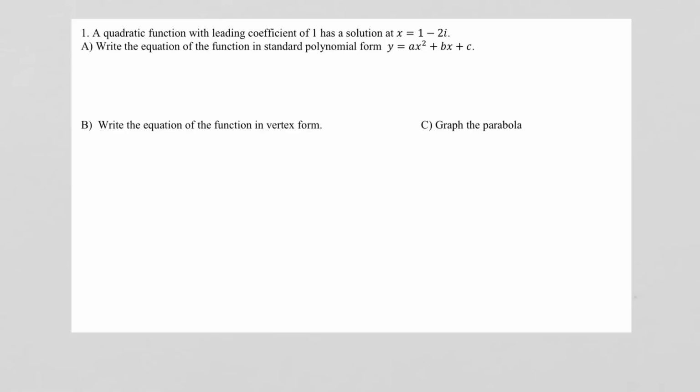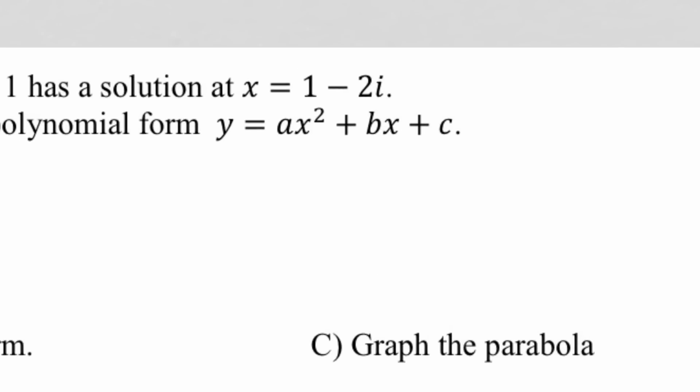A quadratic function with a leading coefficient of 1 has a solution at x equals 1 minus 2i. We need two pieces of information to be able to do this problem. Piece of information number 1 is that if we have a solution at x equals 1 minus 2i, we also have a solution at x equals 1 plus 2i, the complex conjugate of the other complex solution. Complex solutions always occur in conjugate pairs. What that means is the imaginary term has the opposite sign, the other term has the same sign. So that is thing 1 you need to know.